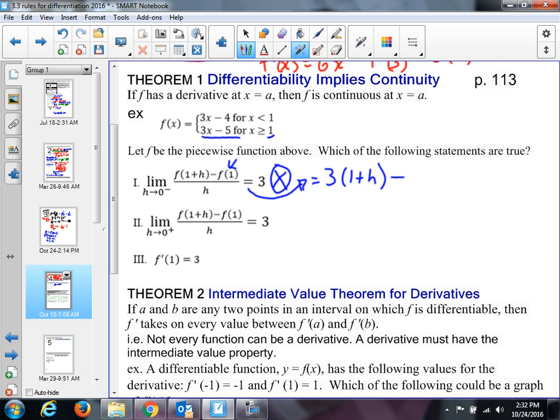You'd use this category, right? So what is f of 1? 3x minus 5. So 3 times 1 minus 5. Oh, I forgot a minus 4, didn't I? Yeah, sorry.